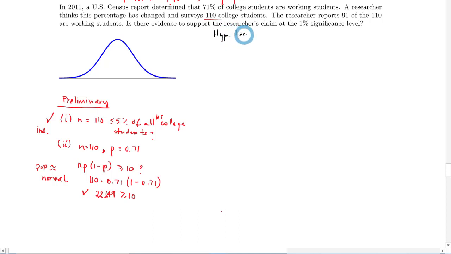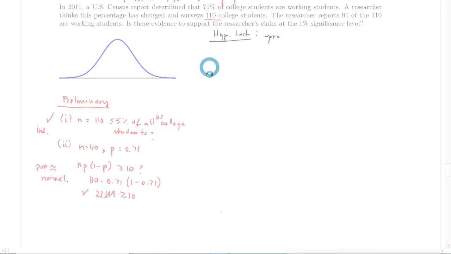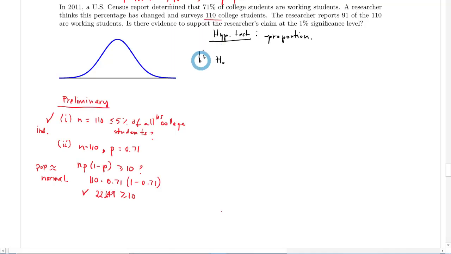What are we doing? Well, no mean or standard deviation. We are doing a proportion. The first thing we need to do is always set up the hypothesis. So the null, H sub 0, is, and what parameter? Don't put mu, right? It's a proportion, so put p. And we claim, what is the status quo? The U.S. Census says, I don't care what you think, 71% of college students work. So p is 0.71.